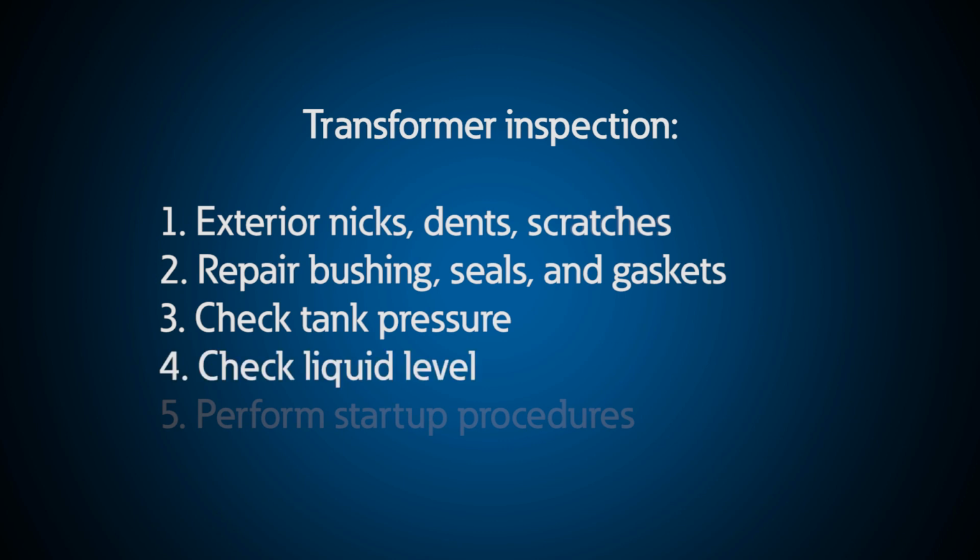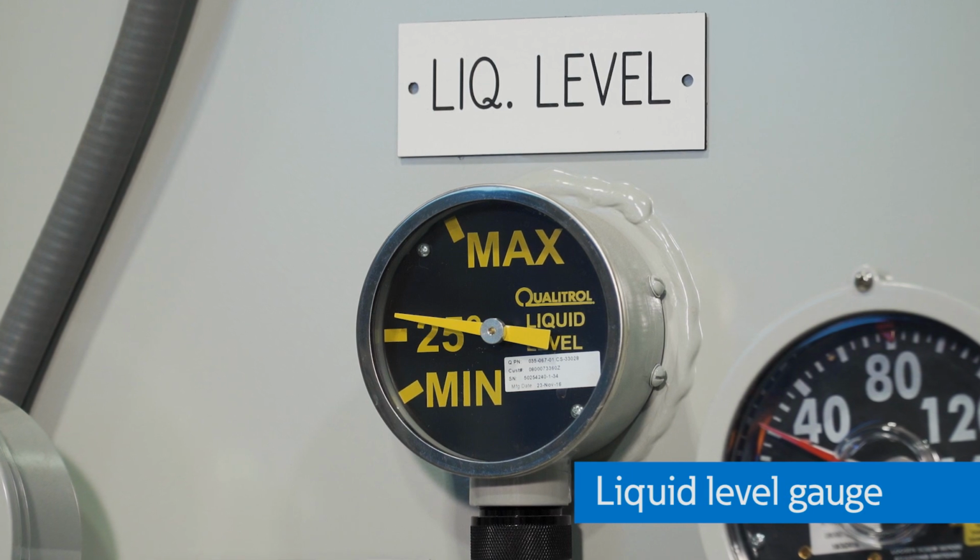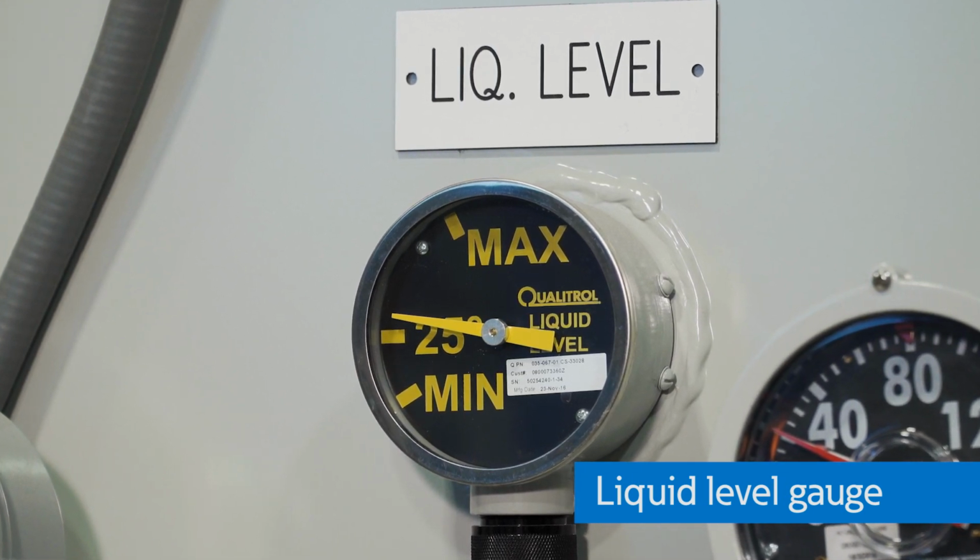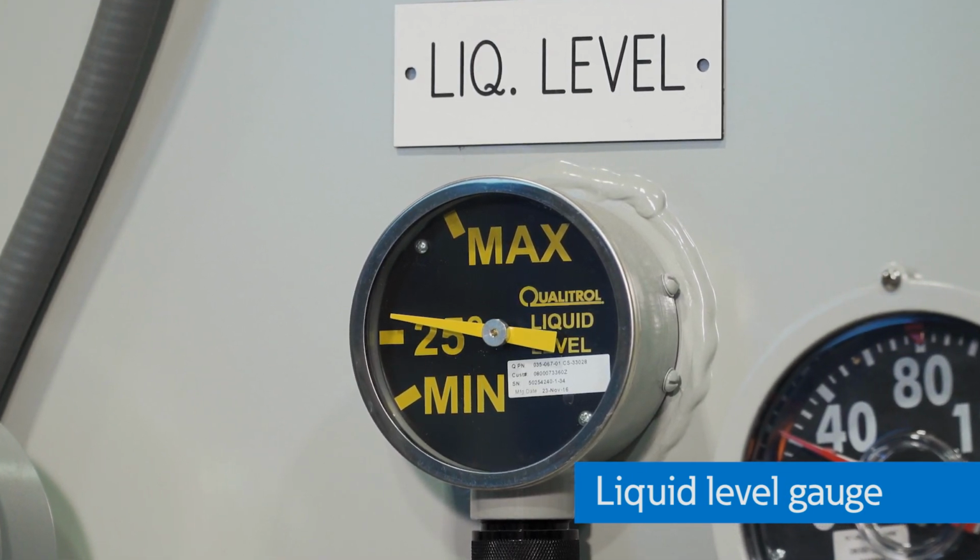Number 4, the liquid level inside the tank must be checked. On transformers equipped with a liquid level gauge, the liquid level may be read directly from the gauge. At 25 degrees C liquid temperature, the liquid level gauge should point horizontal.